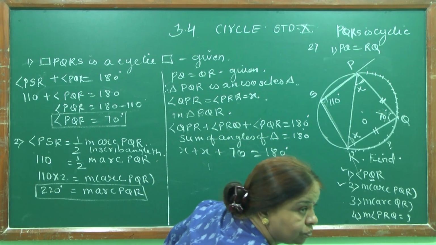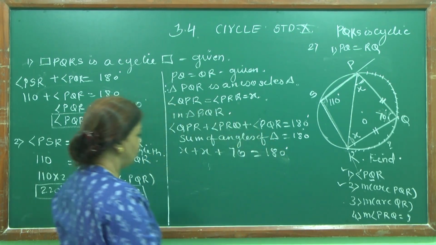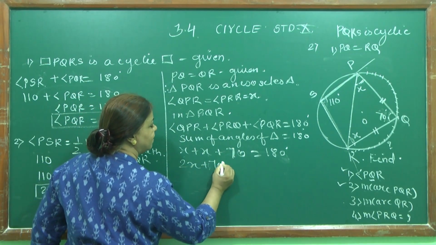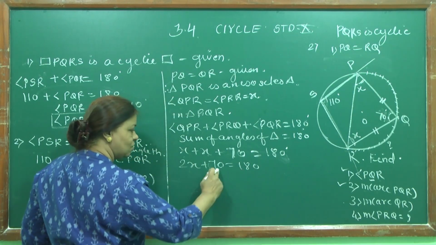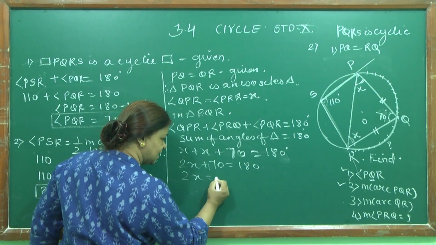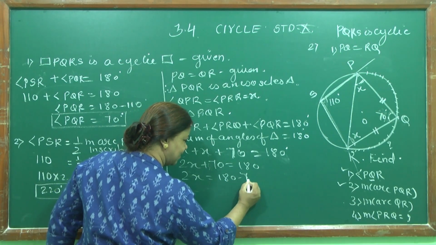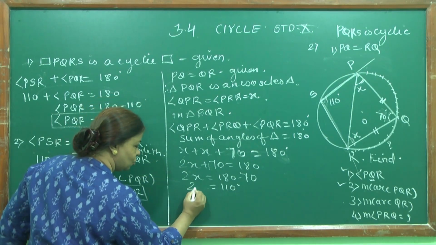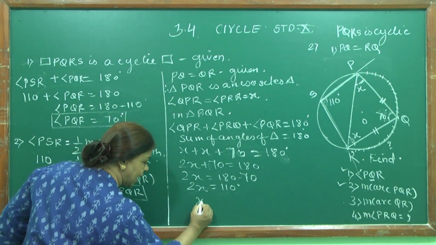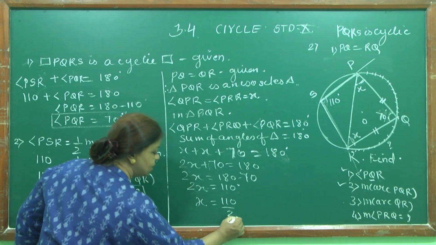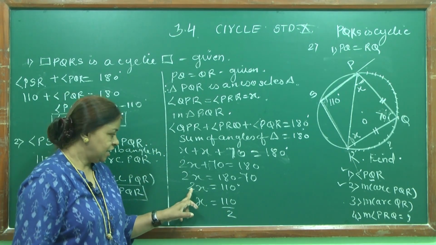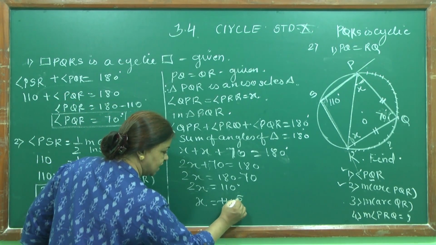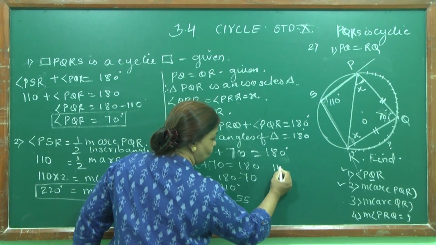Now, x plus x, 2x plus 70 is equal to 180 degree. Now, 70 will move there. So, 2x is equal to 180 minus 70, children. That would be 110 degree. So, 2x is equal to 110. So, x is equal to 110 upon 2. See, 2 is multiplied with x. It will go to the other side and divide.